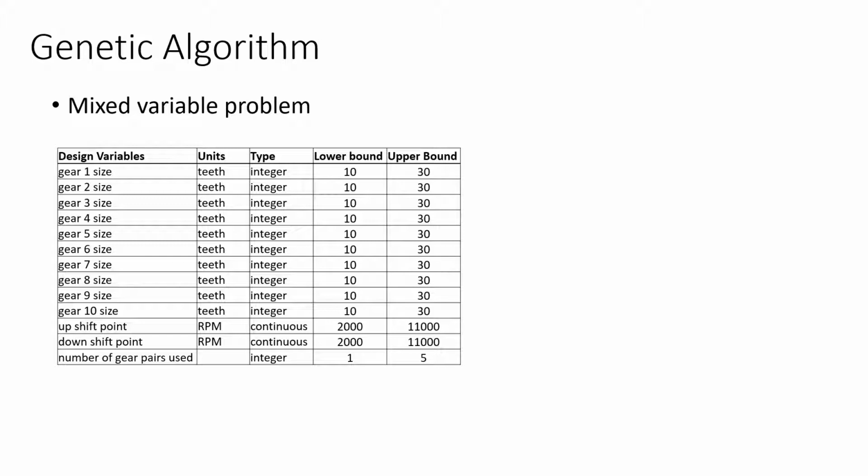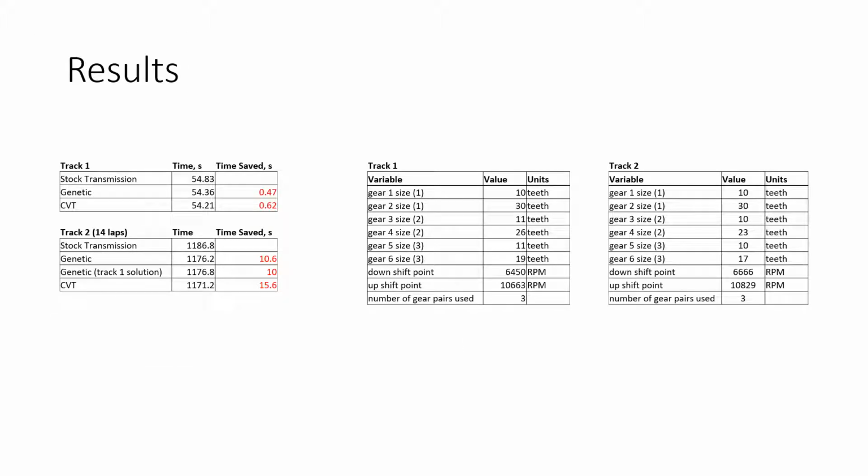The number of teeth on the gears are integer values, which are limited on the low end so that the gears can mesh properly, and at the high end for size constraints. The points at which the transmission shifts up and down are continuous variables, and are limited by the operating speeds of the engine. The number of gears in the transmission is also an integer value. In order to compare the results to something, I ran the lap simulator using the stock gear ratios, and I also made a simulation that used a continuously variable transmission.